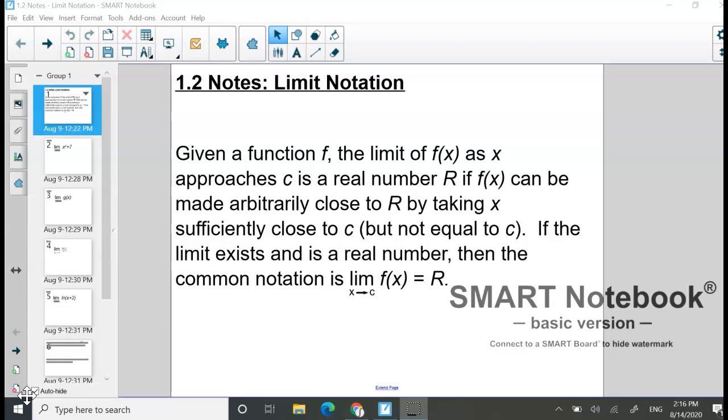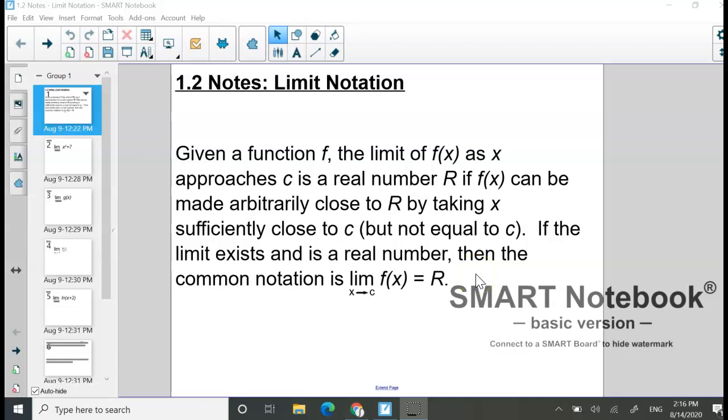So right here is, technically, the informal definition of a limit, but it sounds very formal. Given a function f, the limit of f of x as x approaches c is a real number r if f of x can be made arbitrarily close to r by taking x sufficiently close to c but not equal to c. If the limit exists and is a real number, then the common notation is, and we're given here, the limit as x approaches c of f of x equals r.